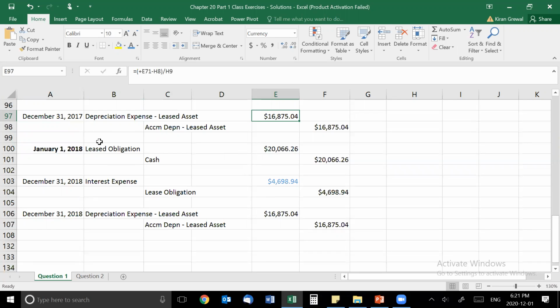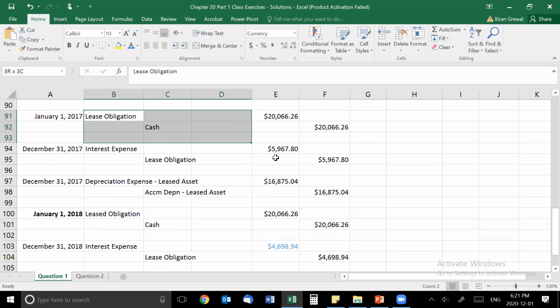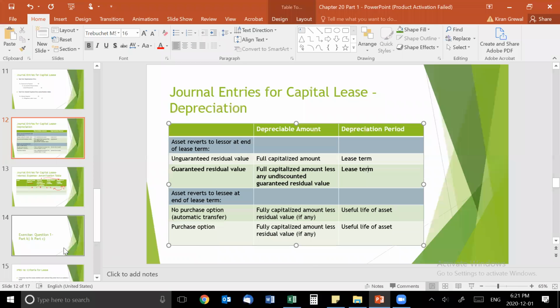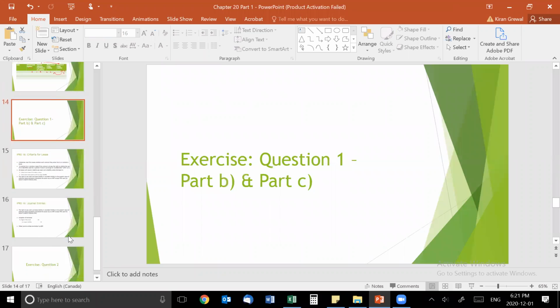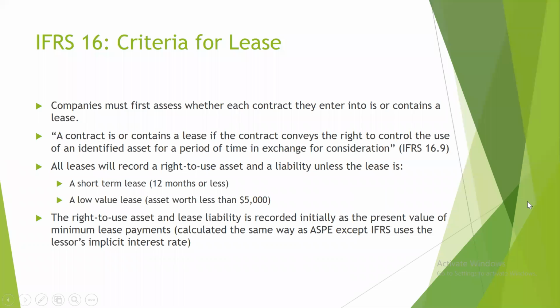So once you get the hang of the first year's journal entries, the next few years are just the journal entries: one for the cash payment, the interest, and then the depreciation. All right. Okay, so that was ASPE for the lessee.